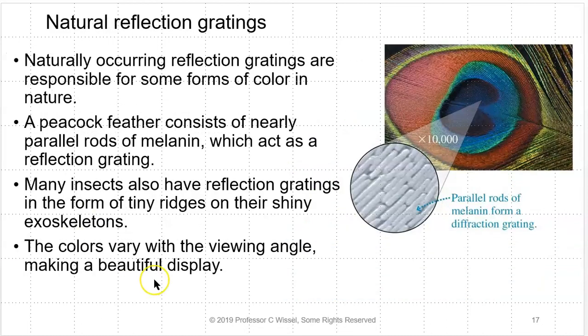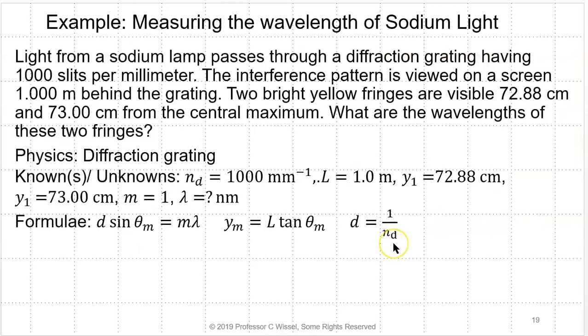Now, another source of such pretty colors is natural reflection gratings. In a feather, there are nearly parallel rods of melanin, which act as a reflection grating. Many insects also have reflection gratings in the form of tiny ridges on their shiny exoskeletons. The colors vary with the viewing angle, making a beautiful display. It also makes it very hard to counterfeit an insect or a bird feather. Not that anybody would want to.